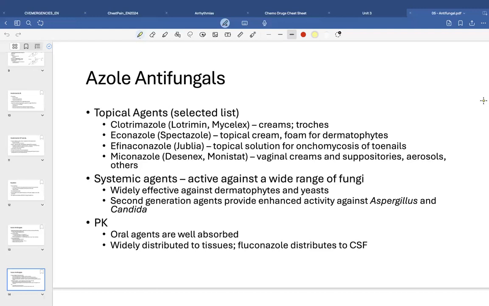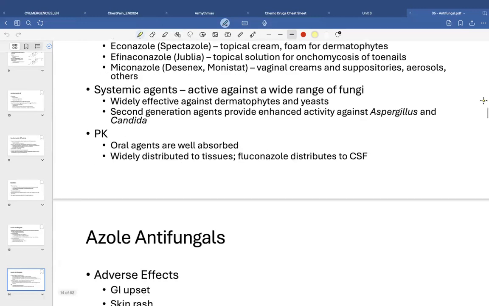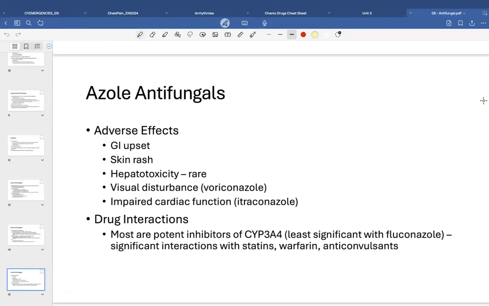All right, there are systemic agents for systemic infections. And again, the second generation agents are going to be for your tougher Aspergillus infections. Oral agents are well absorbed. In the case of fluconazole, for example, 100% bioavailability going from IV to oral, and they have wide distribution. So it gets into the central nervous system, penetrates the lungs, and obviously the urinary tract. They're well tolerated, generally speaking: mild GI upset, skin rash. Voriconazole does have some association with visual disturbances, and itraconazole is associated with cardiac arrhythmias.